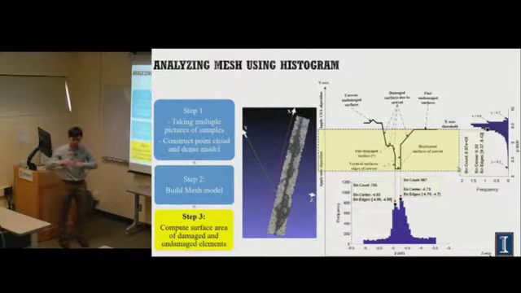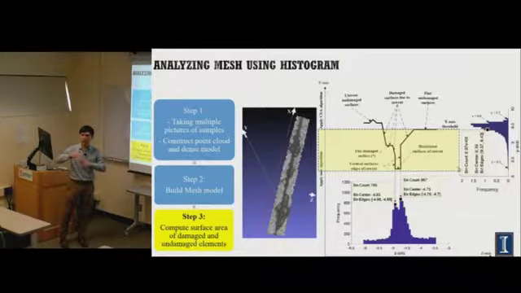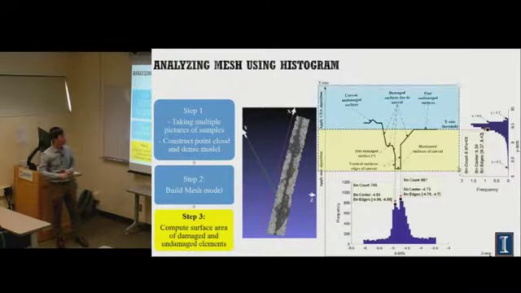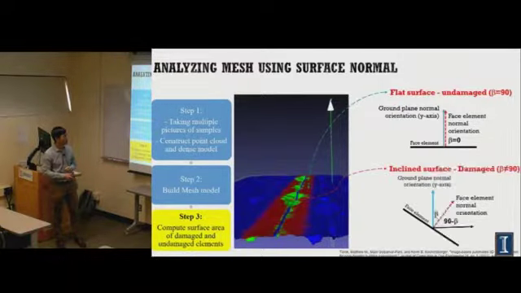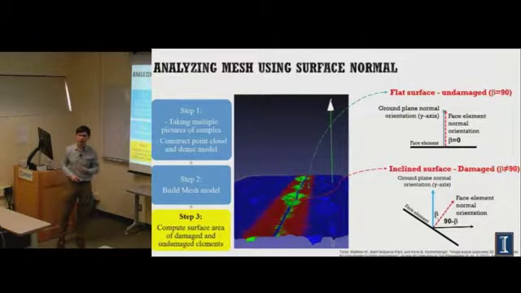Some damage will be above the flat surface, so I use a different technique. It's called surface normal. Whatever you see where the surface is flat, it means that the surface normal should be perpendicular to the surface, right? And if there is damage, the surface normal is going to be different than 90 degrees. So those are the 2 techniques I use to define where the damage is.